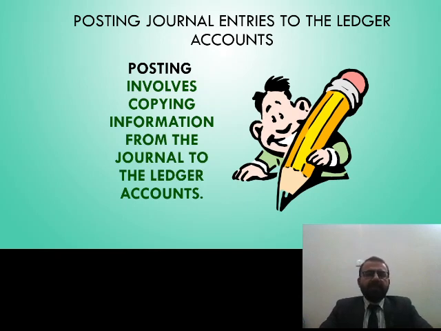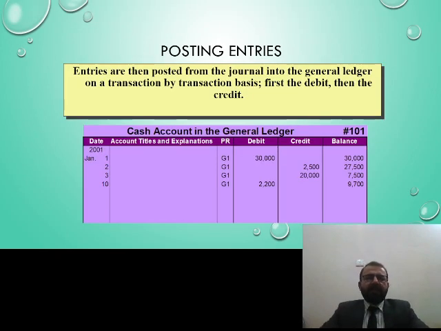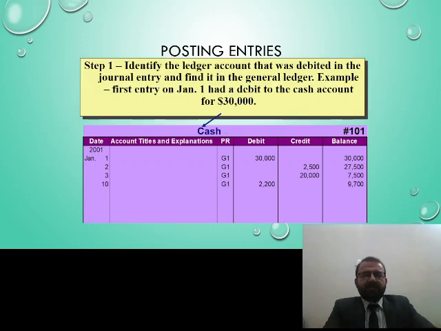Posting journal entries to the ledger accounts. It involves copying information from the journal to the ledger accounts. Entries are then posted from the journal into the general ledger on a transaction by transaction basis. First the debit, then the credit.